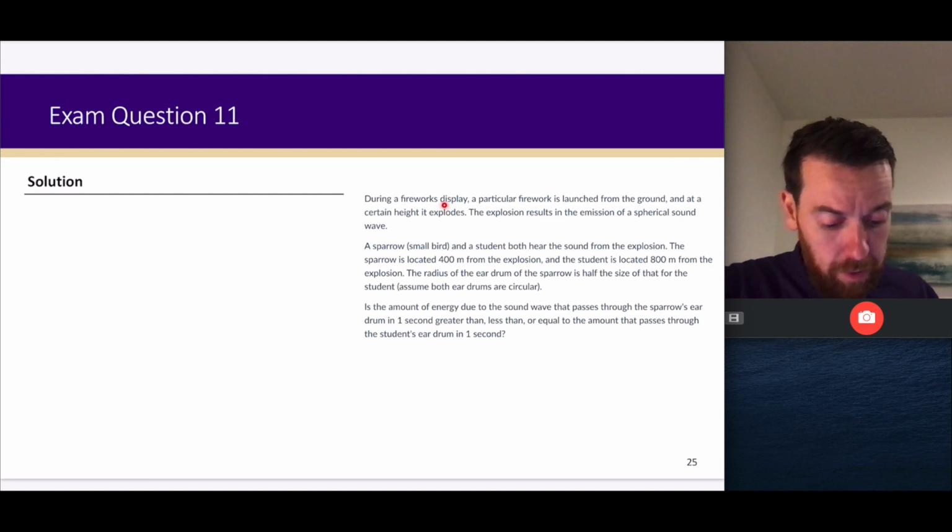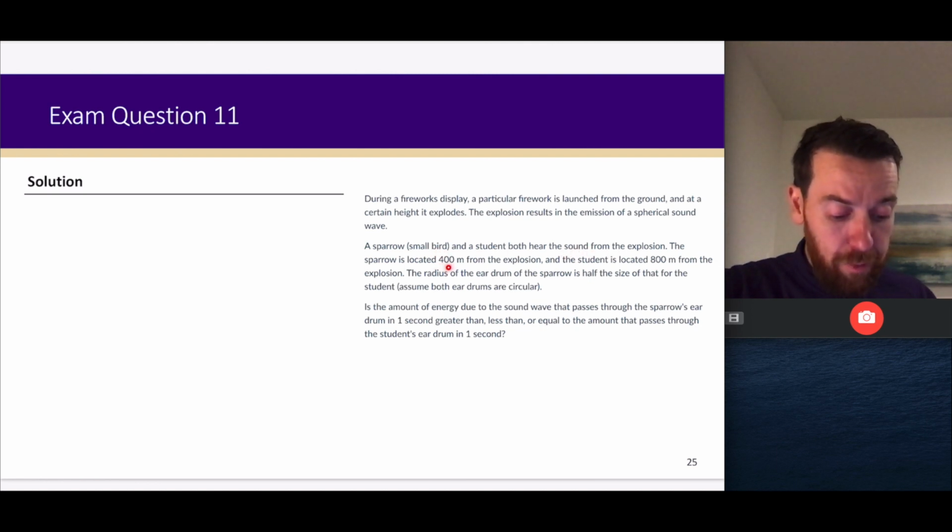So we've got a fireworks display. A particular firework is launched from the ground, and at a certain height it explodes. The explosion results in the emission of a spherical sound wave. So that's a key note there. There's a bird picking up that sound, and there's also a student. A sparrow, a small bird, and a student both hear the sound from the explosion.